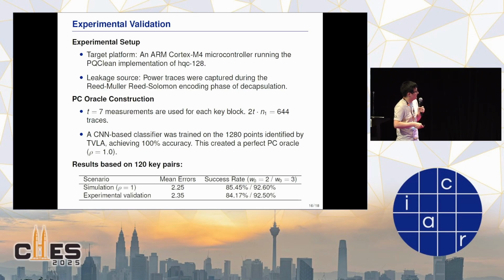You see that we use a CNN classifier and get a perfect PC oracle with just one trace. So you see that the theory meets the experiments very well. We run 120 key pairs.